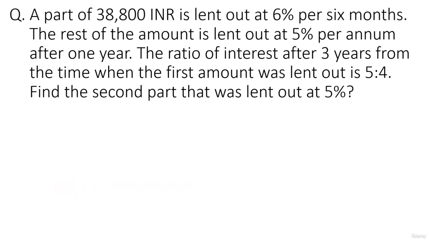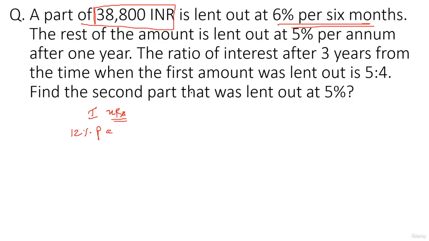So what we can do here is observe that 38,800 is the total investment, right? A part of this is invested at 6% per 6 months. If it is 6% in 6 months, how much is it in a year? Double, 12%. So 12% per annum. That's the first part. Let me call it X rupees. X rupees you invested at 12% per annum.